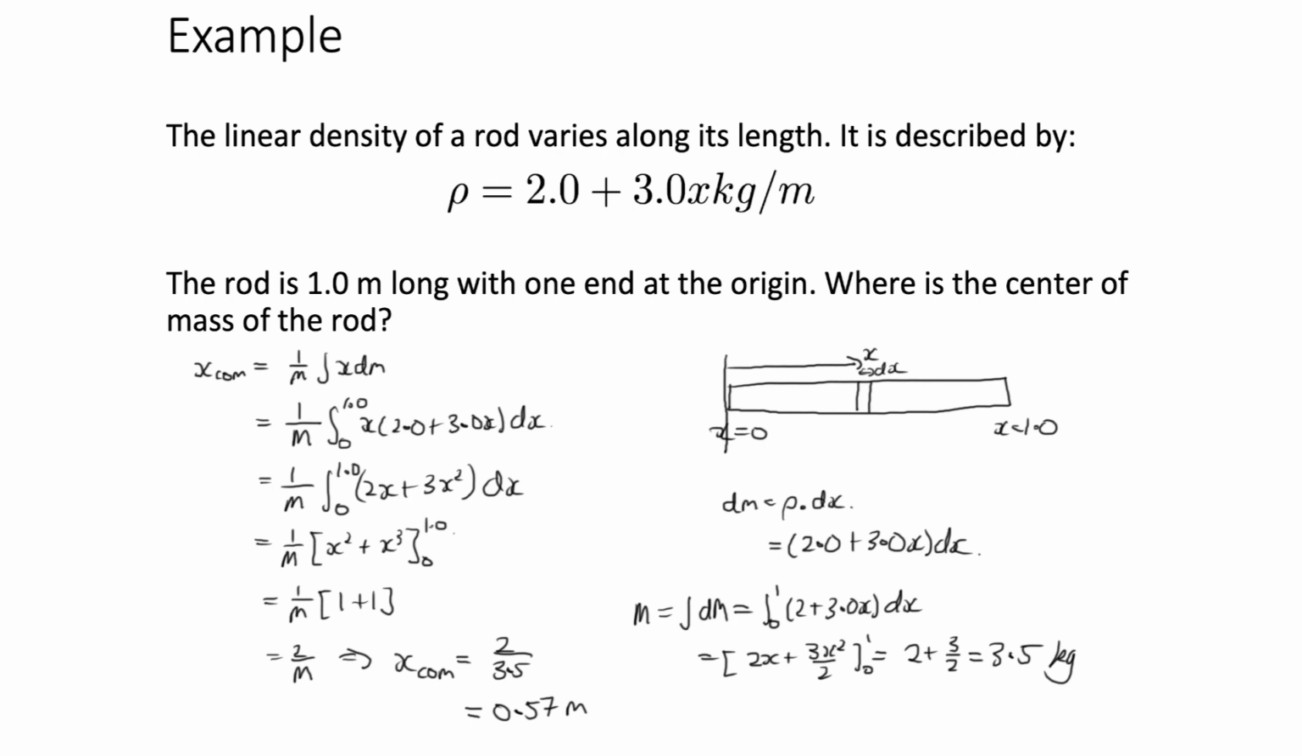Okay, so let's just logically check that. That is around about here. Now it's getting more dense as we get further along to this end. At this end, we've got a density of 2 plus 3, which is 5, whereas down this end, we've got a density of just 2. So we would expect the center of mass to be closer to the right end than the left end.